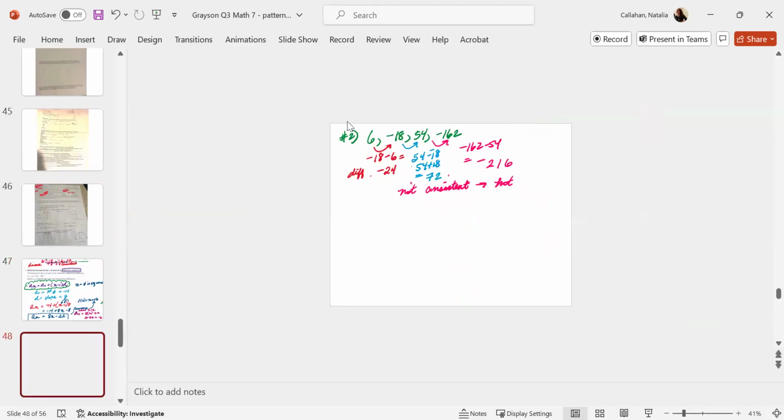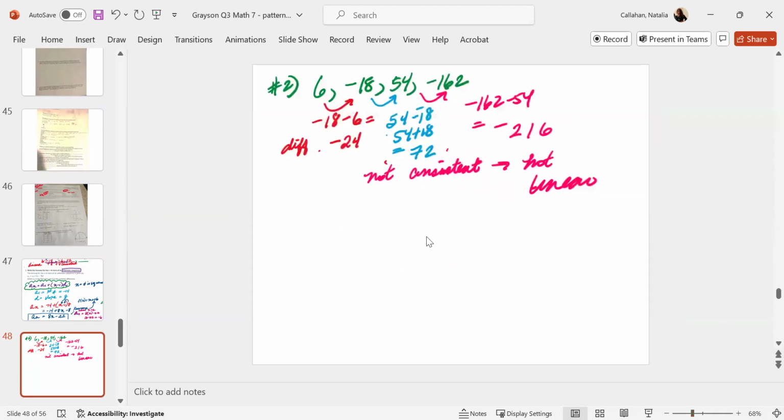Okay. So it's not linear, right? We know that. It's not linear. But because these numbers are jumping back and forth from small to big, it's probably quadratic, but let's go ahead and check. Or exponential, I don't know.